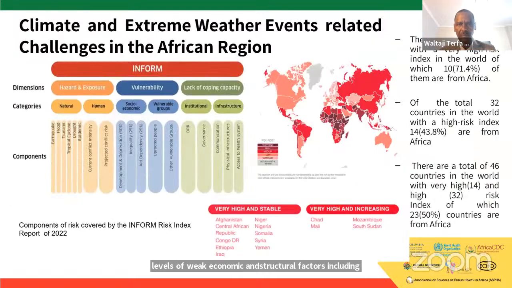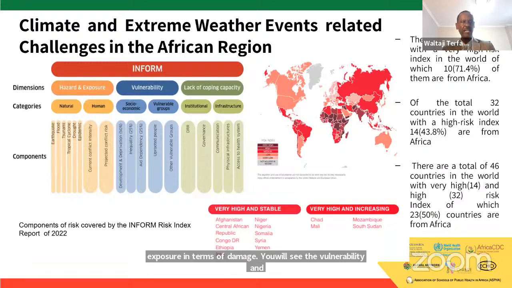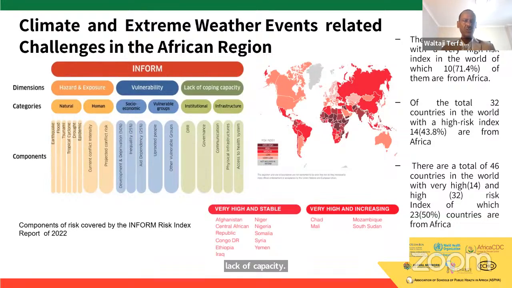So this is from the European extreme weather monitoring. You can see the challenge in the African region. You will see the dimensions: the vulnerability, the hazard and the exposure, and also the lack of capacity. In the category of hazard and exposure, you will see the natural and the human. In terms of vulnerability, you will see the socio-economic and also the vulnerable groups. And in terms of lack of capacity, you will see the institutional and the infrastructure.